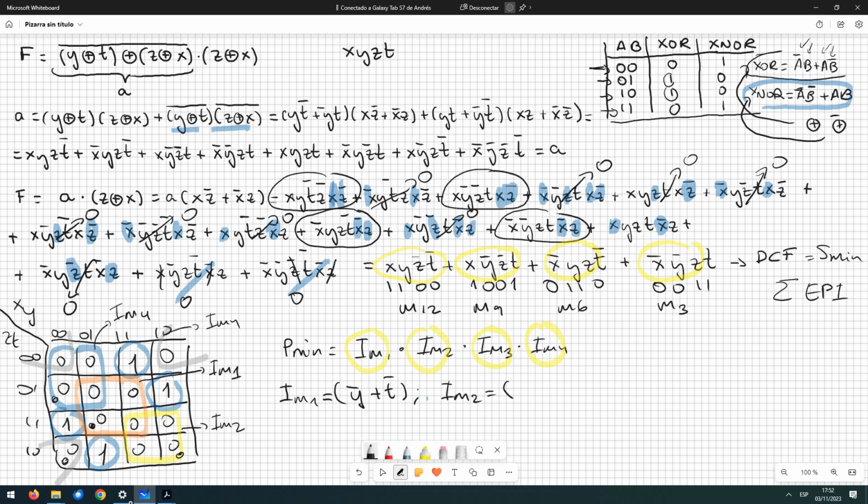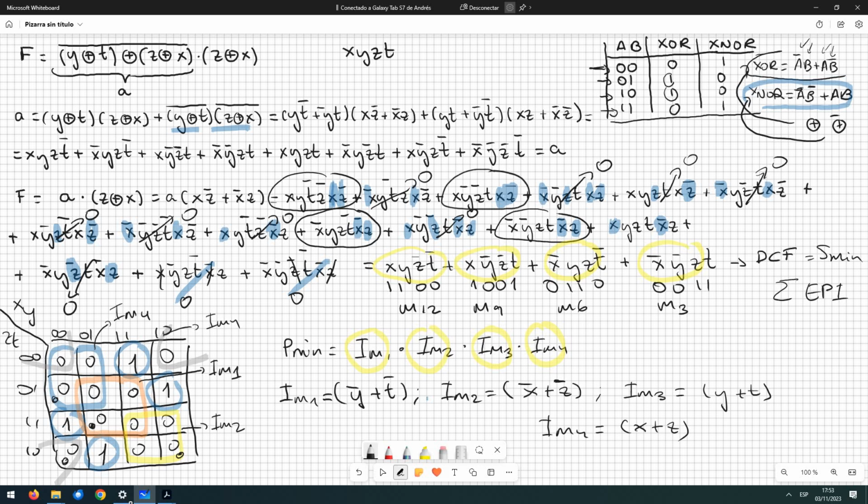Prime implicant 2 is going to be this. Prime implicant 3 is going to be this. And prime implicant 4 is going to be this. So in both cases we are going to need the same number of gates, but what happens with the inverters?